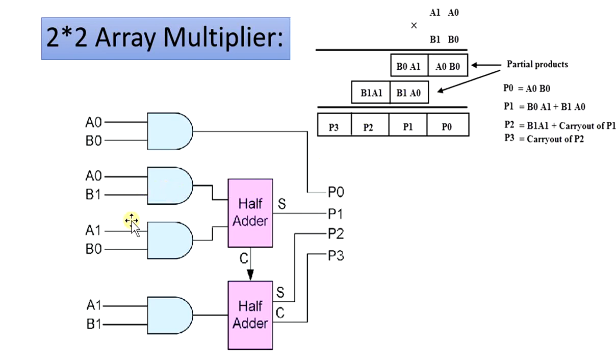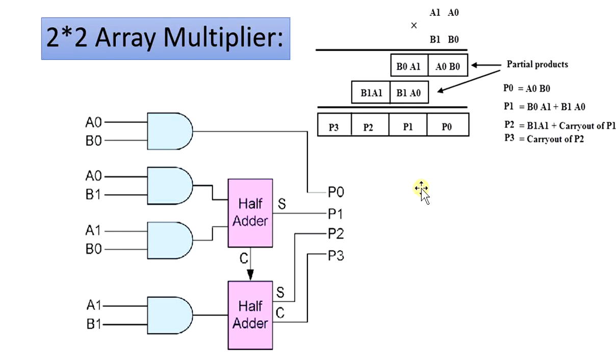So B0A1 and B1A0 I am going to add using the half adder. The sum I am going to obtain as P1, whereas the carry of this has to be added in the next half adder. Along with that, I am going to add A1B1, and you will get the sum as P2 and the carry as P3. The same realization we will do using Multisim.